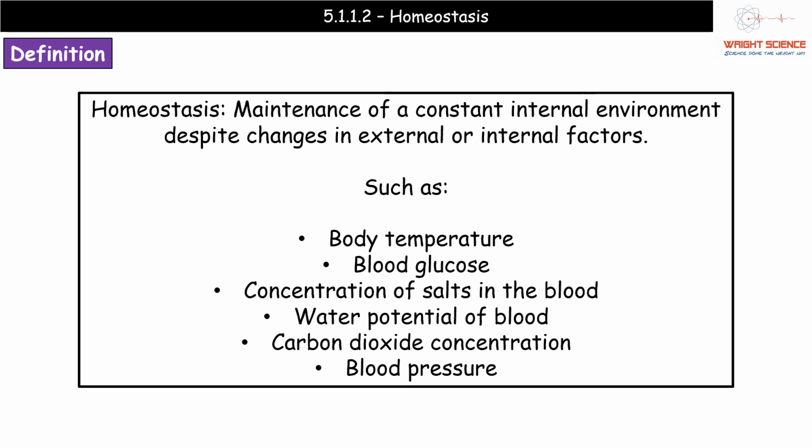So as far as those internal and external factors go, we could have obviously the external temperature, but we could just as easily have internal body temperature. Obviously other internal factors, things like your blood glucose concentration, the salts in your blood, water potential, all of these different aspects of the internal environment are also going to affect things happening. And therefore we need to control them and keep them typically within a narrow range.